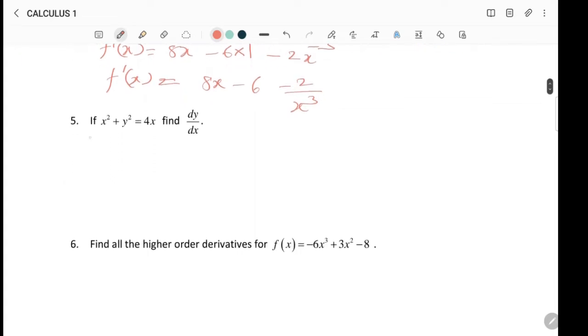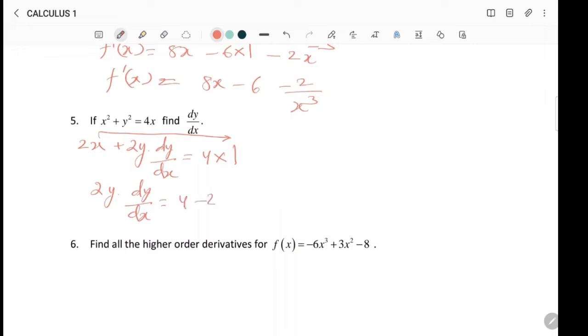Now fifth one, differentiate that. This is again an implicit question. x square differentiation is 2x. y square differentiation is 2y, and then dy by dx, and this is 4 times x differentiation is 1. Okay, then we can shift to the right side. So 2y dy by dx equals 4 minus 2x, and then dy by dx is 4 minus 2x over 2y, right?